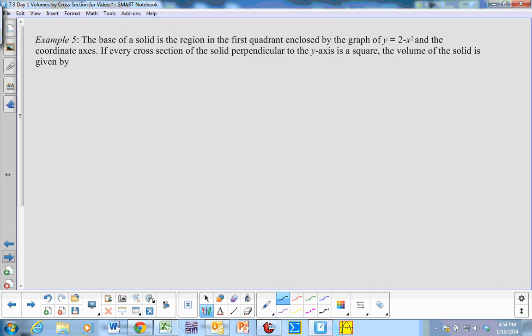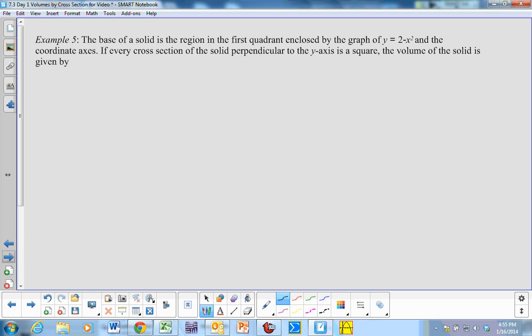All right, let's do our last example. So this time we have the base of the region enclosed by 2 minus x squared, so that's a parabola, and the coordinate axes. And then here it says if every cross section is perpendicular to the y-axis and they're squares, then find the volume.